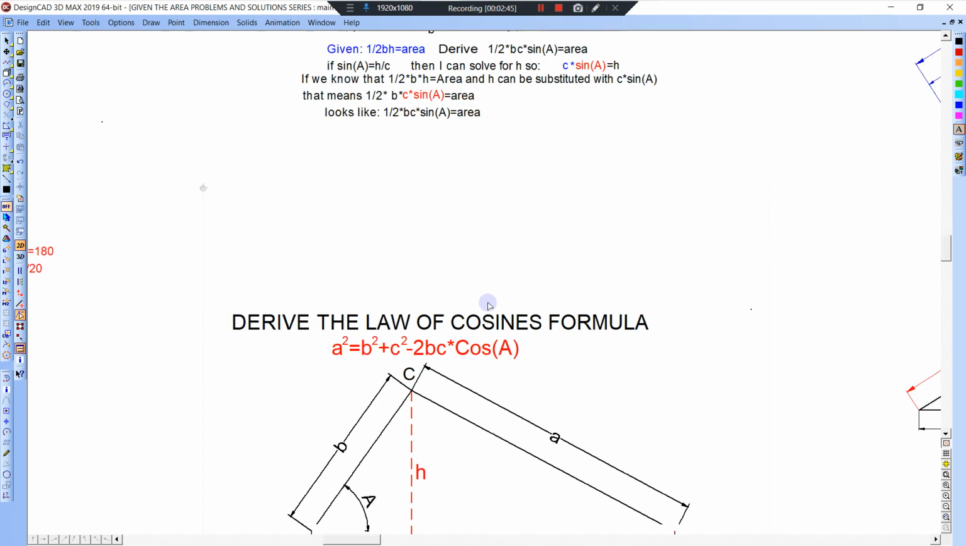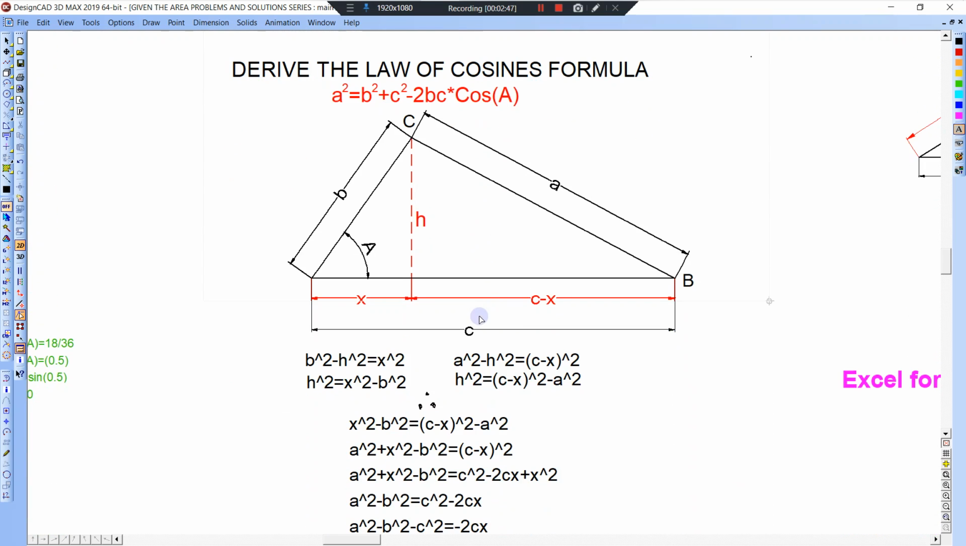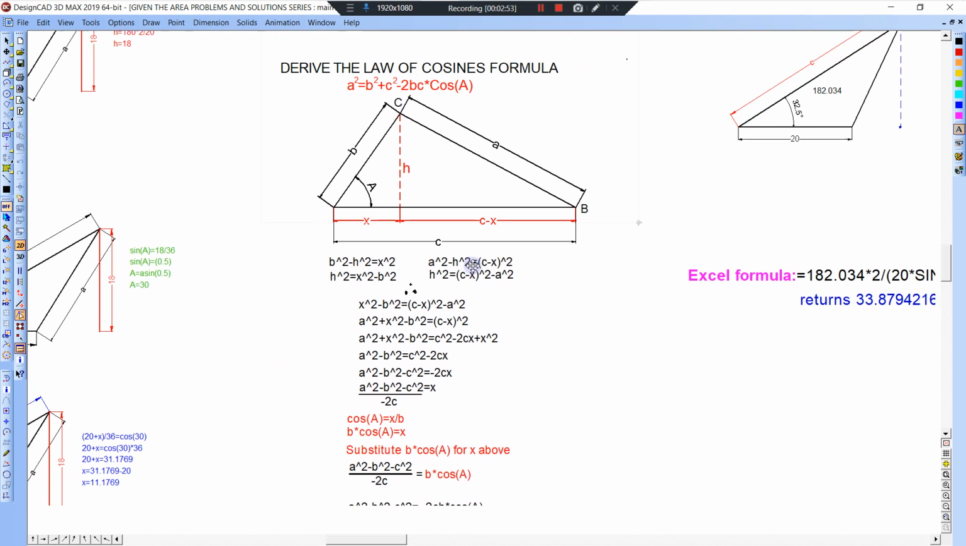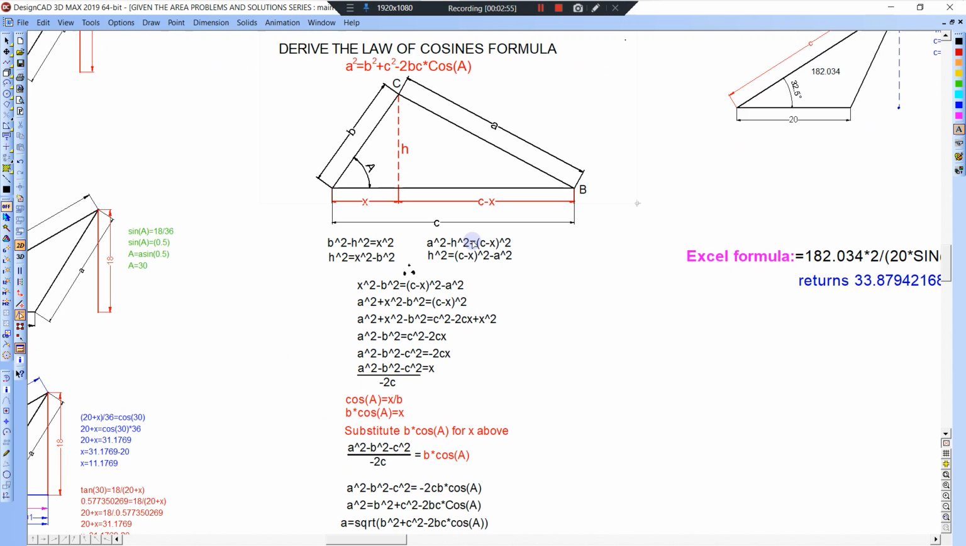I'm going to do a couple screenshots and briefly explain how to derive the law of cosines, because knowing it will help a lot when you get into some of the next videos. It starts out with the Pythagorean Theorem. So b squared minus h squared is equal to x squared. We're deriving that h again. And then a squared minus h squared is equal to c minus x squared. You have to keep the c minus x in parentheses.